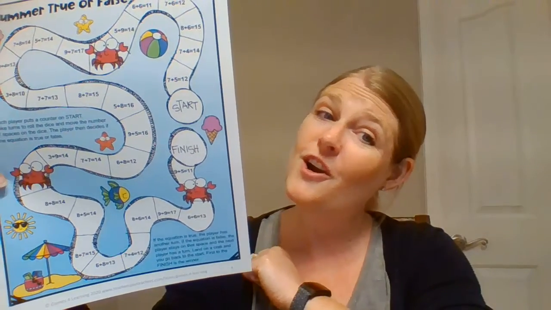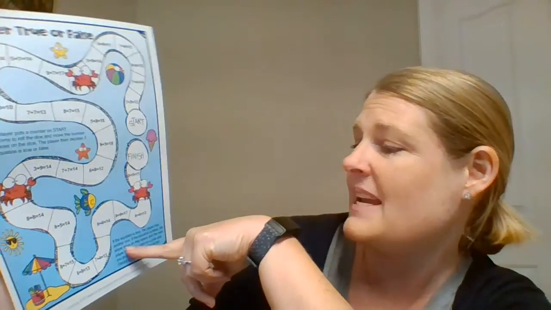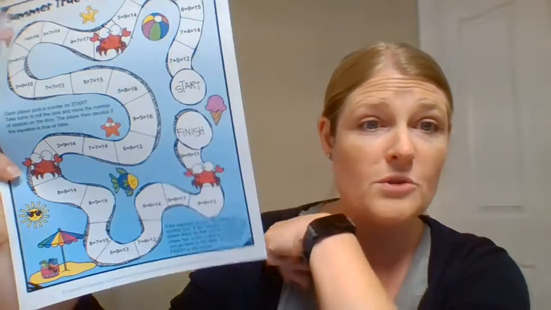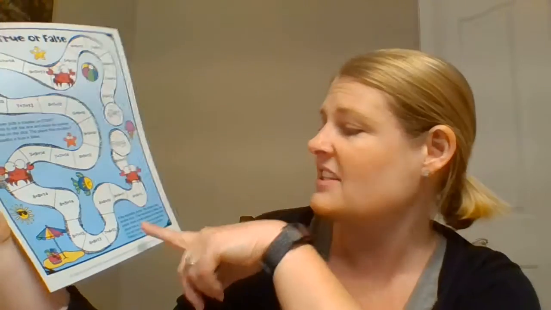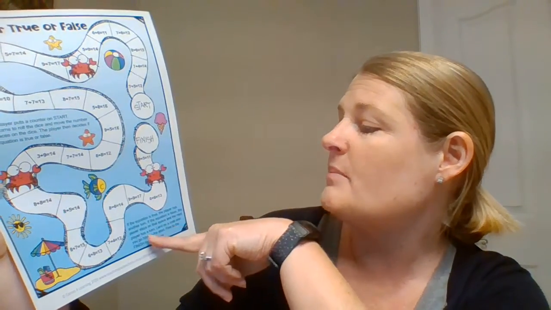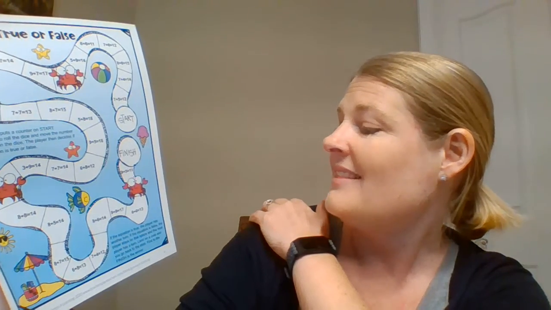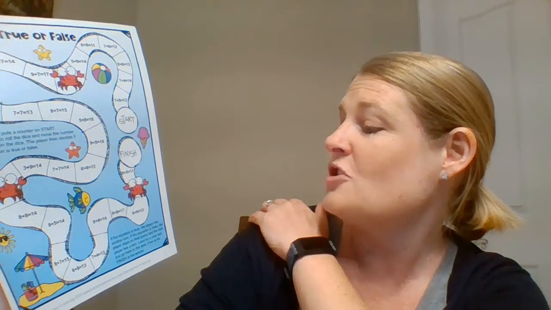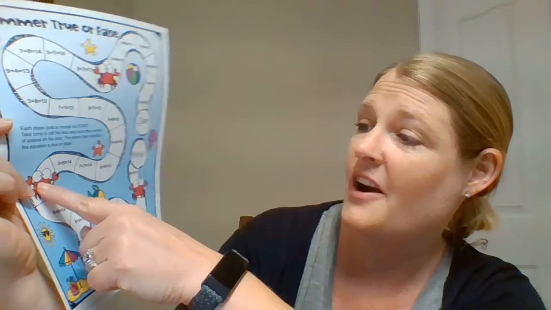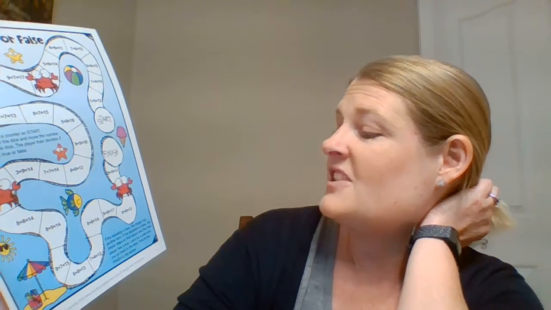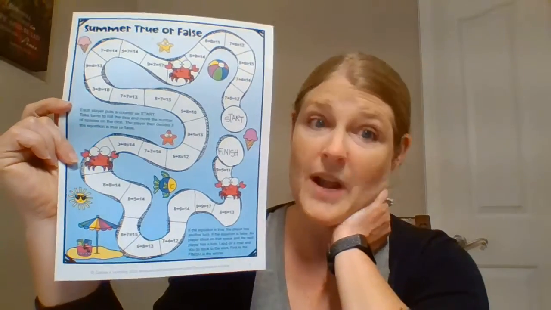My partner is going to either agree or disagree with me. It says, if the equation is true, the player has another turn. Oh, so if it's true, I get to go again. That's awesome. If the equation is false, the player stays on that space and the next player has a turn. Land on a crab and you go back to the start. Oh no, I see those crab spaces. If you land there, you have to go back to start. First to get to the finish line wins.